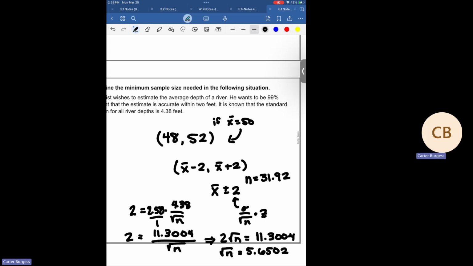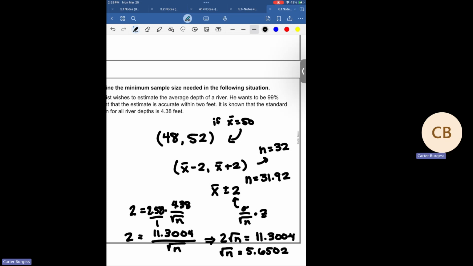Not packing up yet since we are not done with this problem. 31.92. Is that a possible sample size that we're able to drum up? No. We have to round this to 32. So the minimum sample size needed to have a 99% confidence and be within 2 feet is we need to take at least a sample of 32.